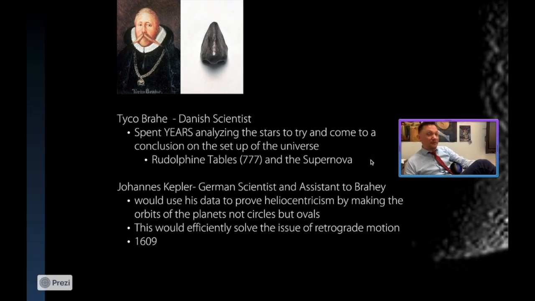He also had a pet elk that lived with him, and then one day the elk fell down the stairs and died because it got drunk at a party. But that's a whole other thing for another time period that we'll talk about as well. But Tycho Brahe is a big weirdo.